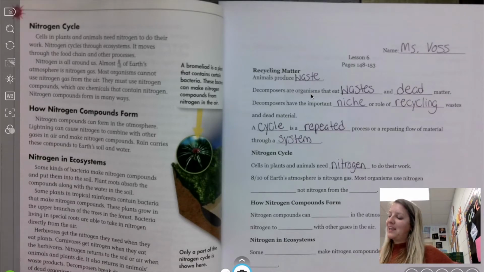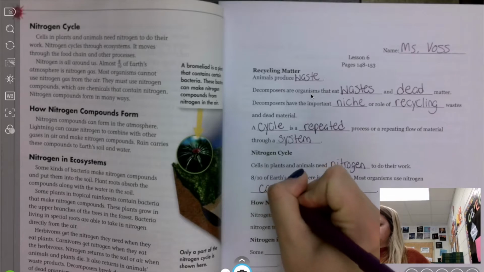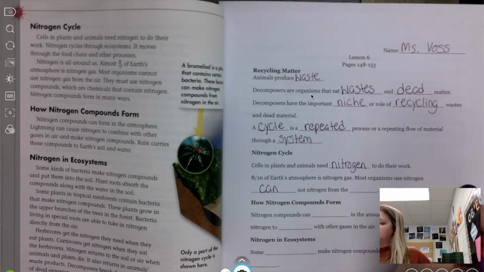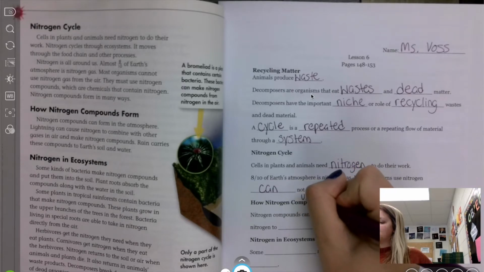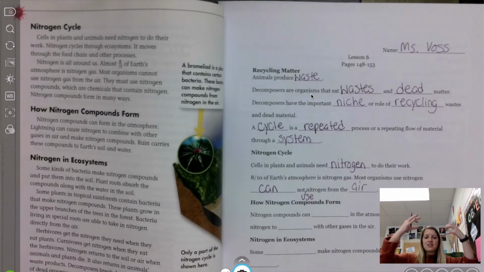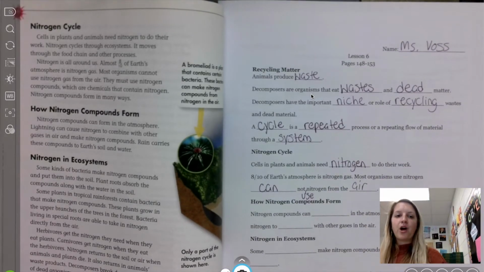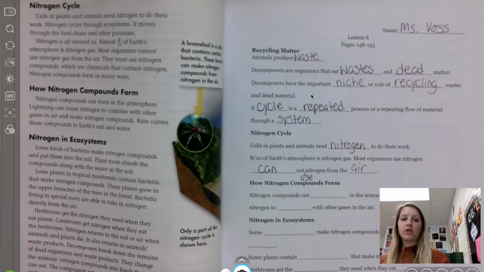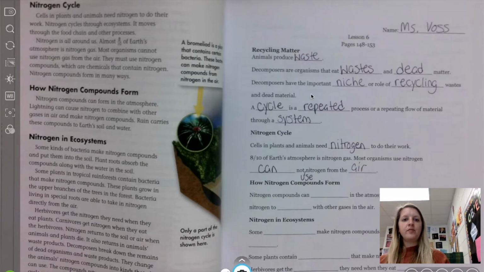Most organisms cannot use nitrogen from the air. So they can't just grab the nitrogen from the air and use it. There is a process that it needs to go through before those animals can use it. They must use nitrogen compounds, which are chemicals that contain nitrogen, but nitrogen compounds form in many ways. So they can't just use plain nitrogen, they actually have to use compounds which just have some nitrogen in them.